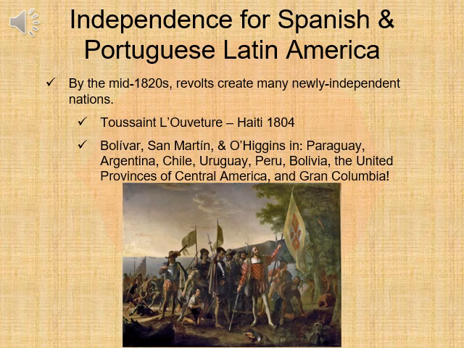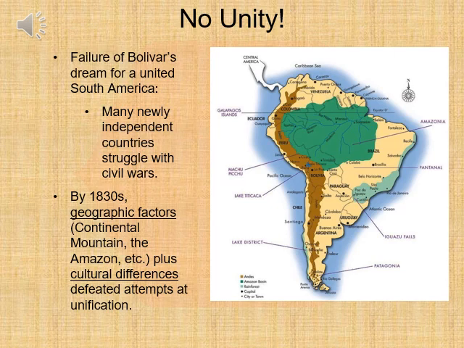So by the mid 1820s, revolts created many newly independent nations throughout Latin America. We had Toussaint Louverture in Haiti beginning things in 1804 with the Haitian Revolution, followed by Bolivar, San Martin, and O'Higgins in Paraguay, Argentina, Chile, Uruguay, Peru, Bolivia, the United Provinces of Central America, and Gran Colombia. But with all of these individual countries gaining freedom and no unifying power, the greatest failure of Simon Bolivar's dream for a united South America happened.